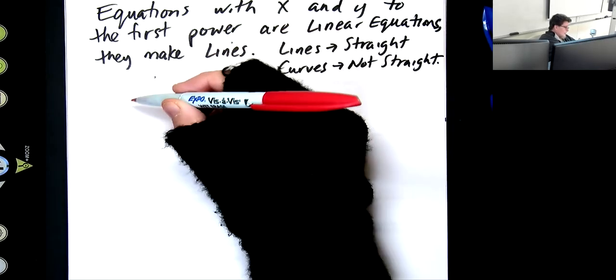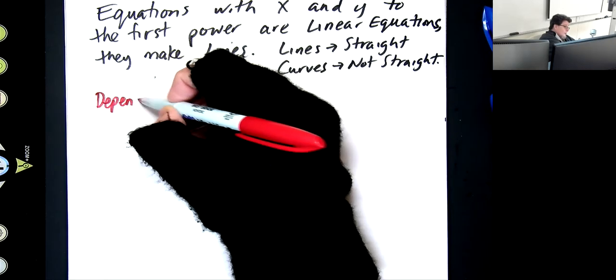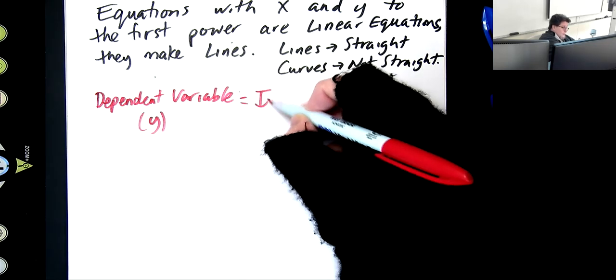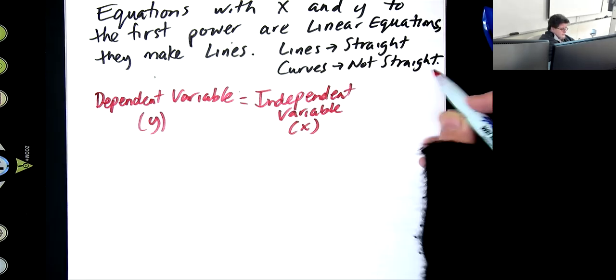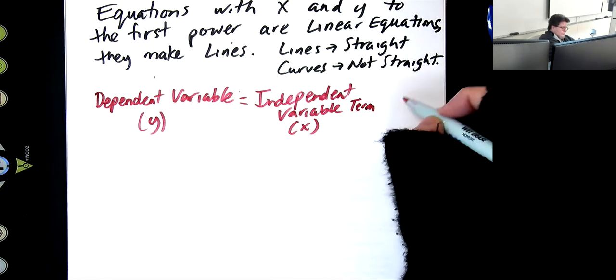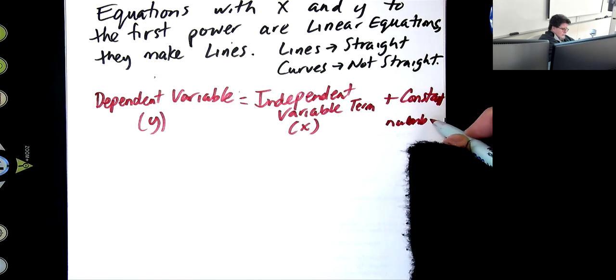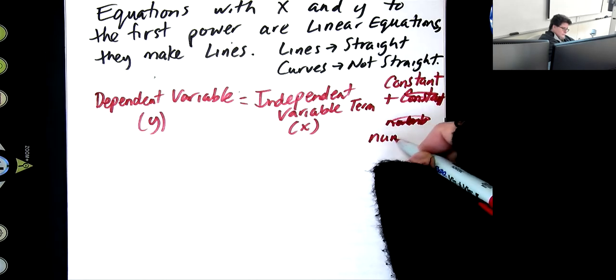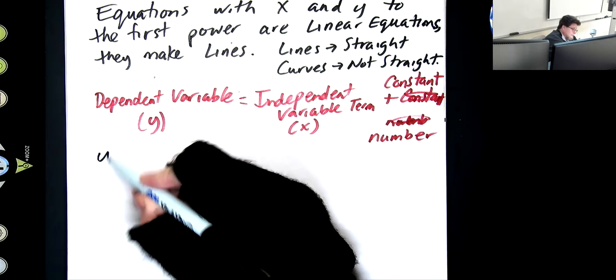Okay, so a common way we want to show this, and we'll see this more later on, is to end up with a dependent variable, which is y, equals the independent variable term, which is x, plus some constant. And this will be a number. I should say constant. For example, y equals 2x minus 3.